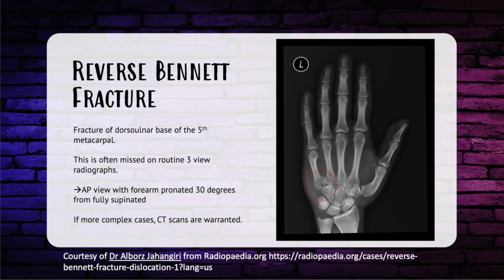As a result, Bora and Didizian recommended an AP view with the forearm pronated 30 degrees from fully supinated position. This position shows a good profile between the subluxed 5th metacarpal and the hamate. This is similar to the reverse oblique view. Similarly, a lateral view with 30 degrees of pronation can be helpful. If it's a more complex case, you can consider getting a CT scan.